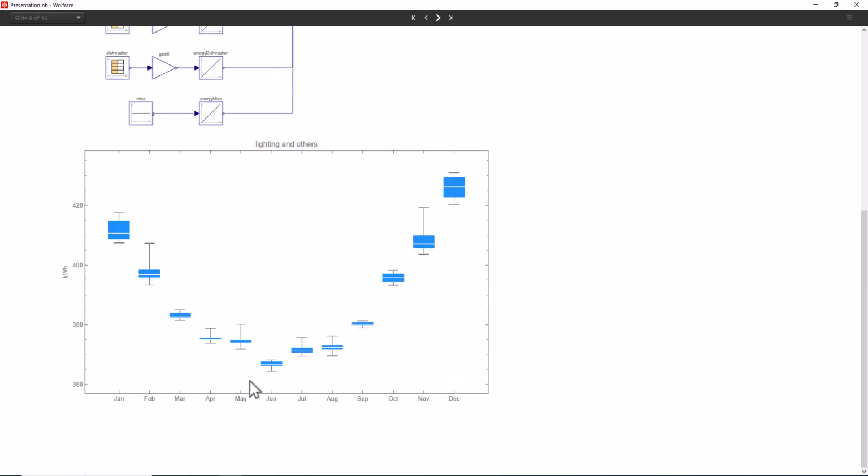Here is a compiled plot. You can observe seasonal variations in lighting demand. During winter, with shorter daylight hours, the need for lighting increases, while in summer, longer days significantly reduce lighting requirements.